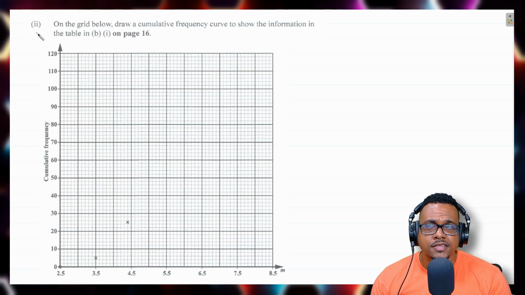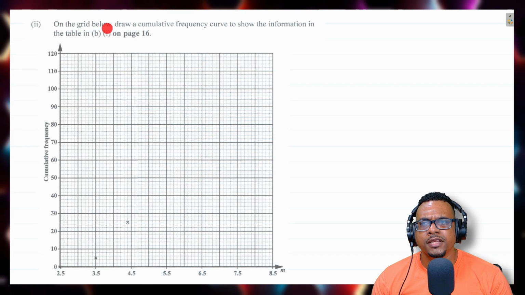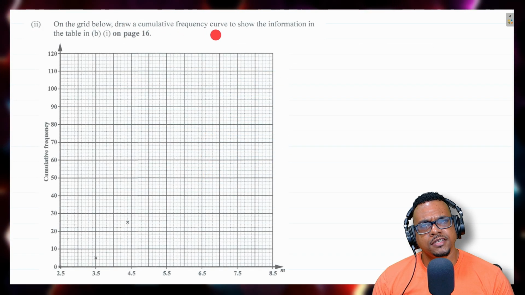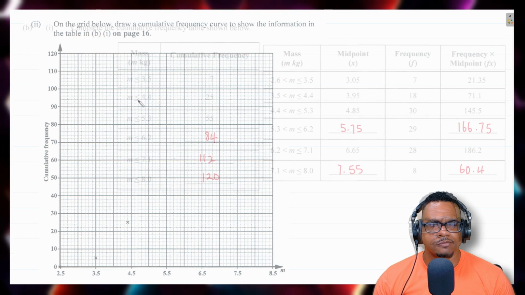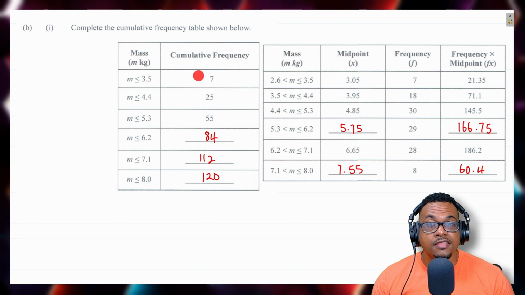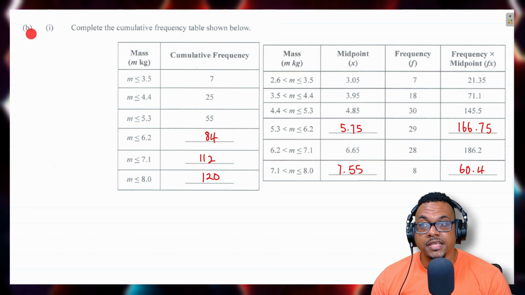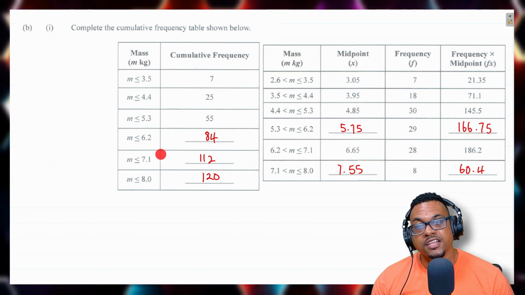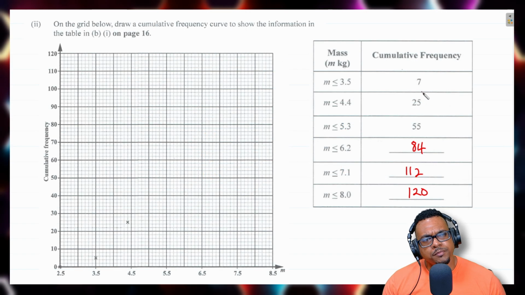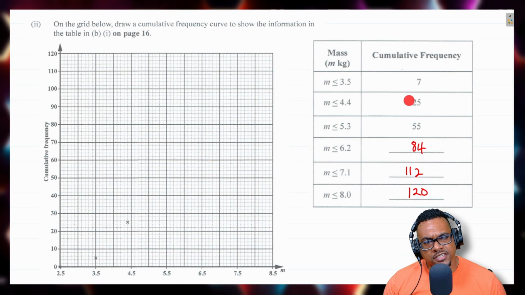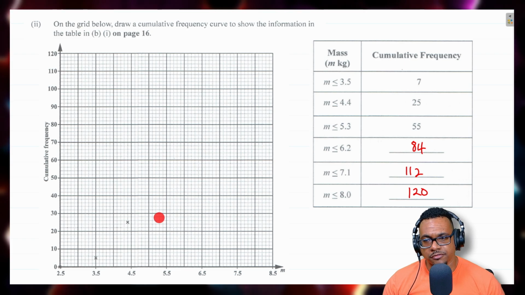So moving on to question B, part 2, we have on the grid below, draw the cumulative frequency curve to show the information in the table in B, part 1. So remember, this is the table for B, part 1. So this is the information that we need to draw the cumulative frequency curve. So I'm just going to put the table here so that we can see the information that we need to draw the cumulative frequency curve.